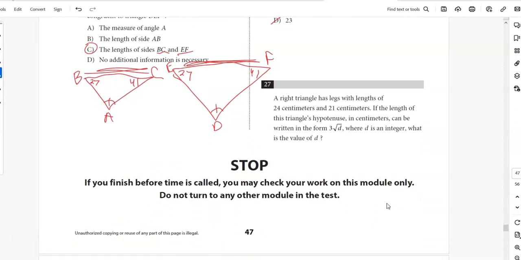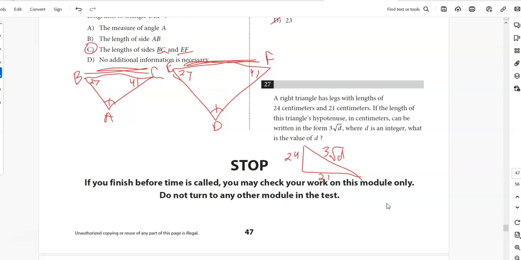Last question. A right triangle has legs with lengths of 24 and 21. So right triangle, 24 and 21. I drew that a little bit backwards, but you get the idea. If the length of the triangle's hypotenuse can be written in the form 3 times the square root of d, where d is an integer, what is the value of d?